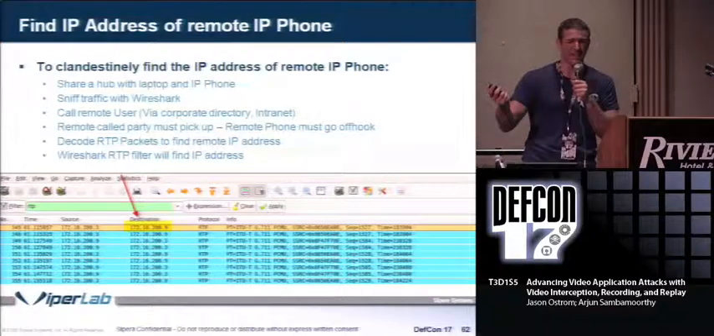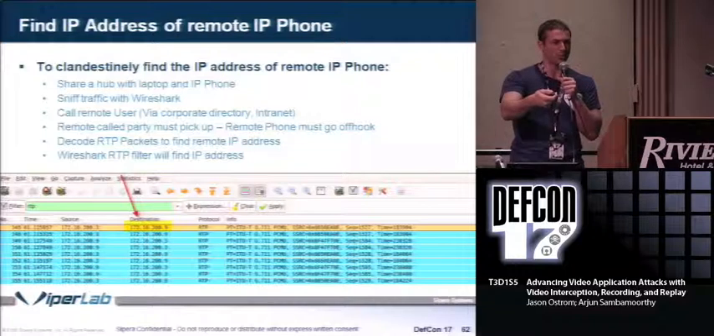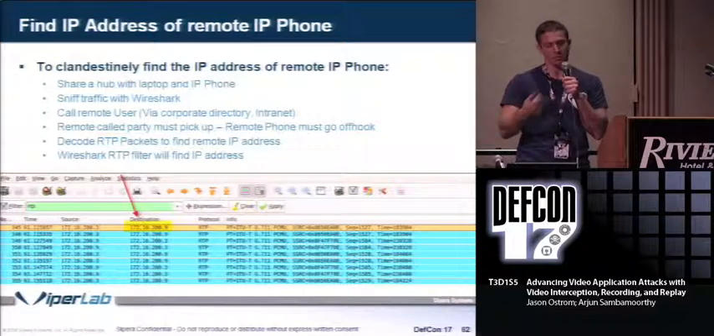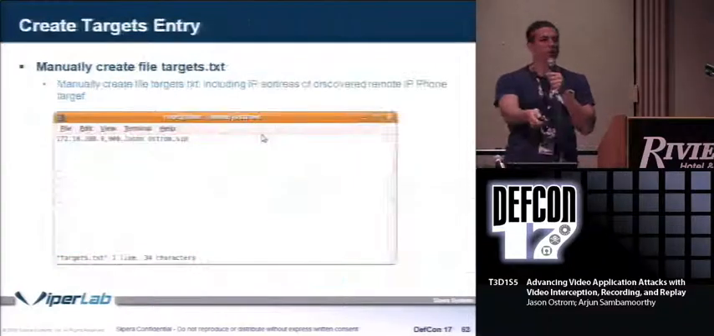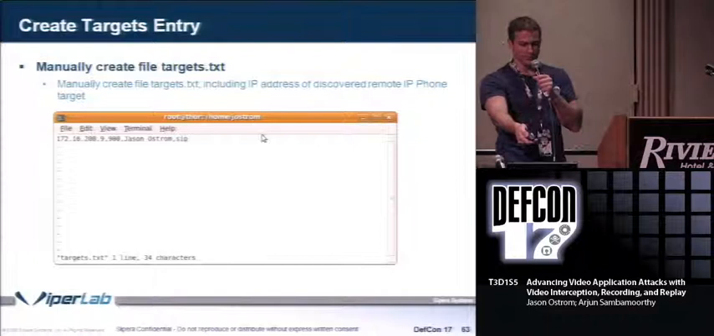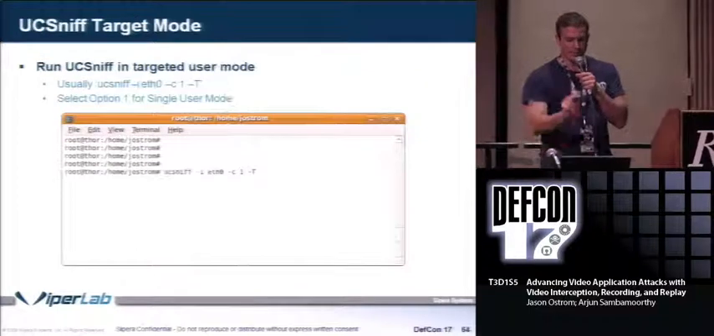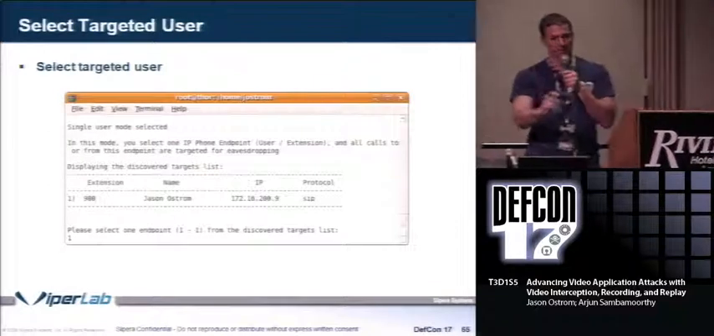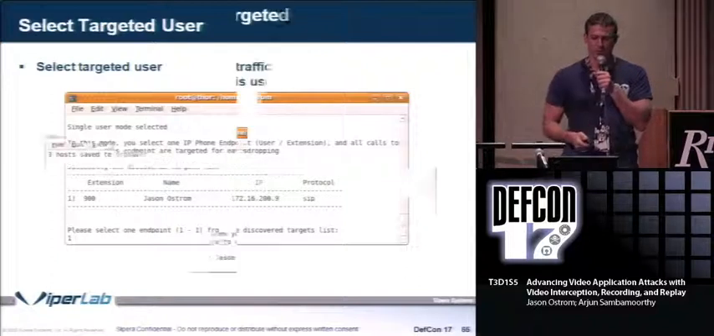It's not something you really think of, but it's very effective, because normally when you're plugged into the Ethernet switch port, there's really not a way you can find the remote IP phone unless you finagle yourself like this. So I find the IP address, and I create this file targets.txt within the UCSniff working directory. And then I specify UCSniff in targeted user mode. We select the user from a menu. UCSniff takes care of the front end for you.